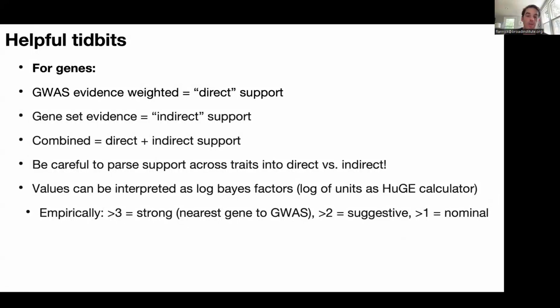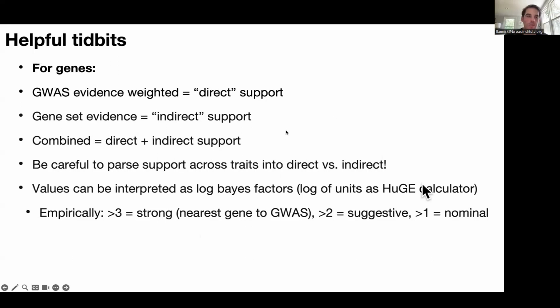But there's a difference between genes that have direct and indirect support, which hopefully should be intuitive to most of you. And as I mentioned, all the values are the log of the units on the calculator. And if you just want a handy guideline, it looks like 3 is very strong, 2 is suggestive, and 1 is nominal. Anything below 1 would be weak.